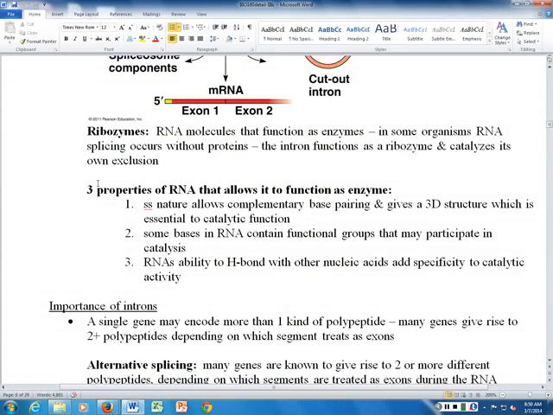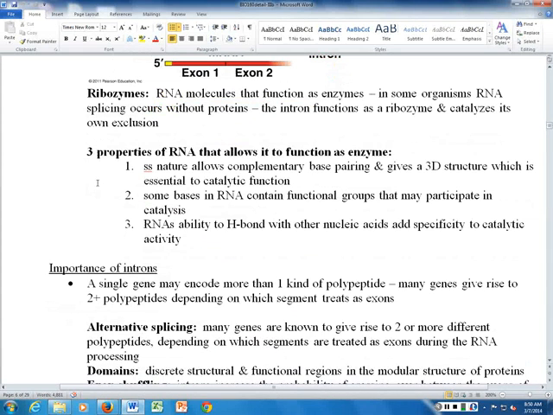So some of the RNA molecules never get turned into proteins. They will function as enzymes themselves, and we call that a ribozyme. And so some of those introns aren't actually thrown away. They end up making ribozymes to catalyze other reactions, including its own excisions.